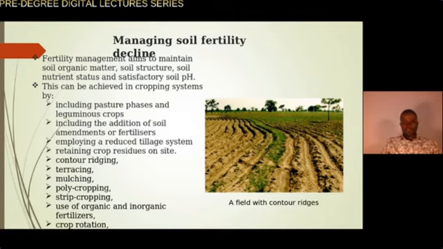We may also employ a reduced tillage system. Instead of tilling every year before cultivating, you may decide to adopt other systems of planting without tilling. Then retaining crop residue on the field. When you harvest your crops, you don't take the residue out. You don't take the straw out of the field. You retain them in the field so that they will decay and build up the organic matter in the soil.